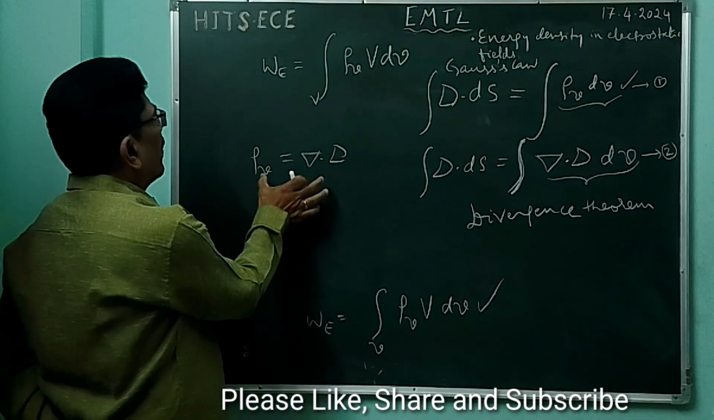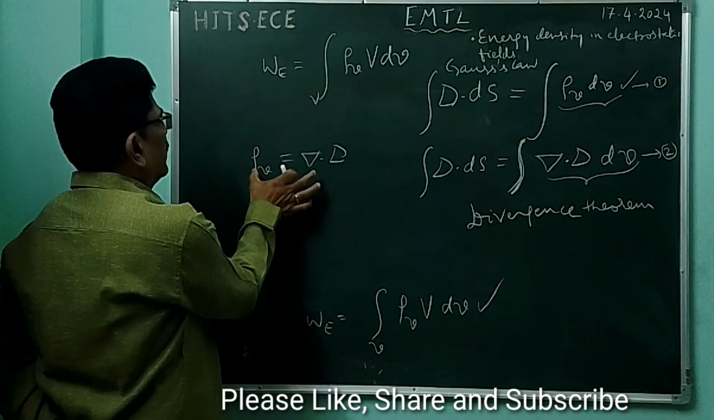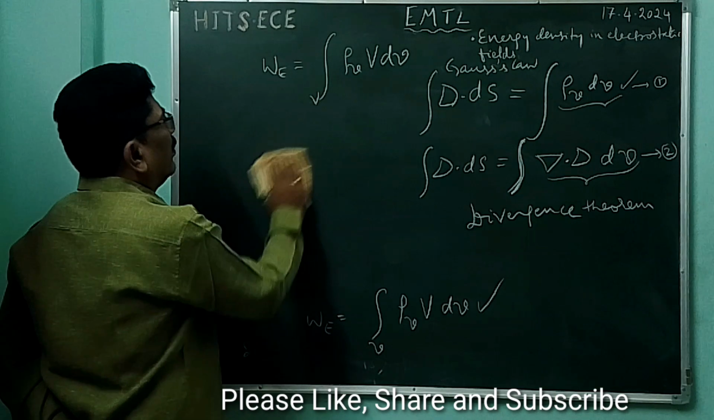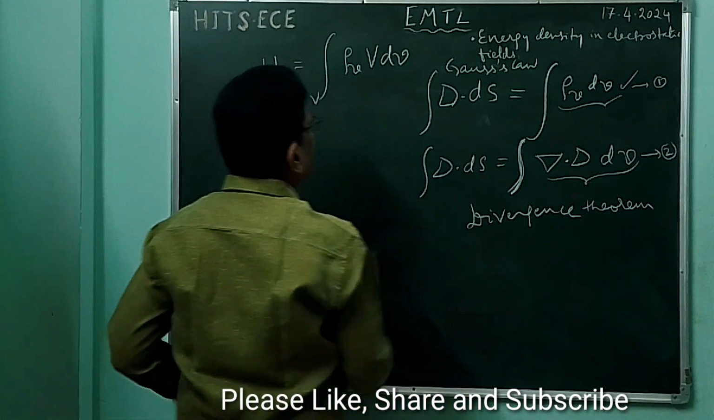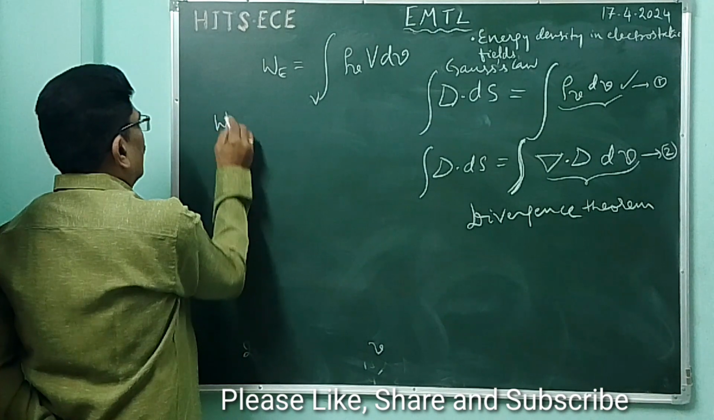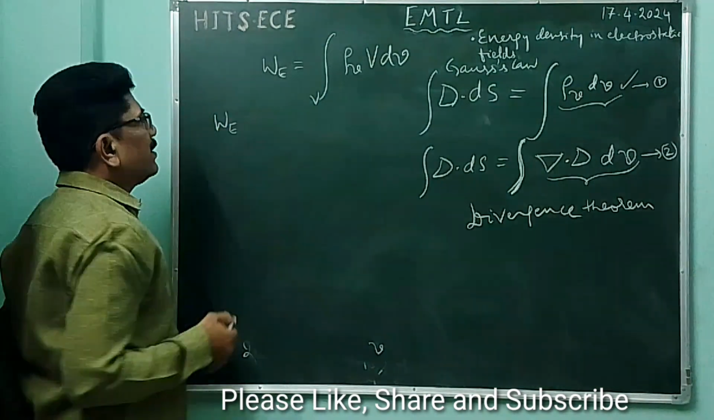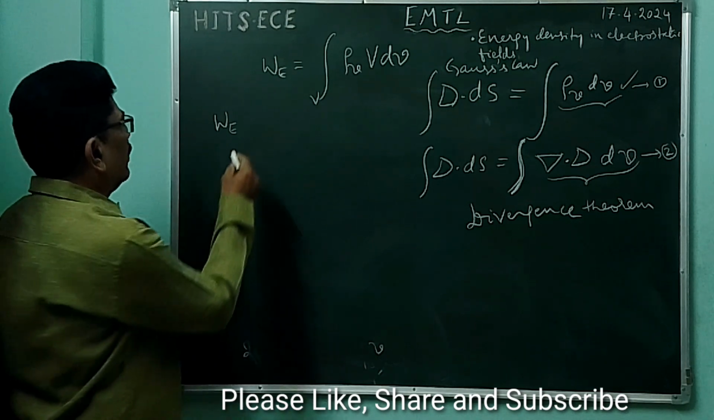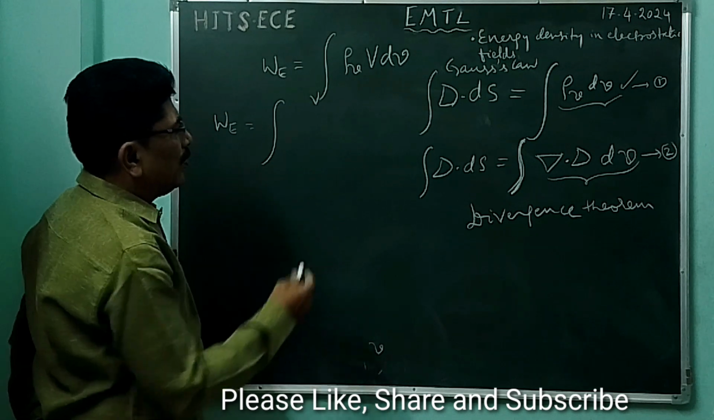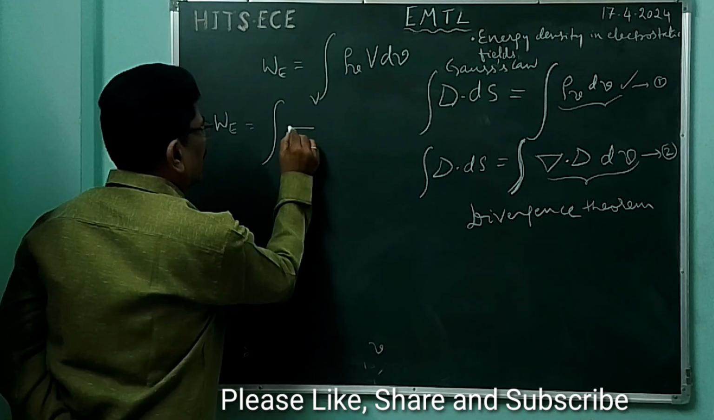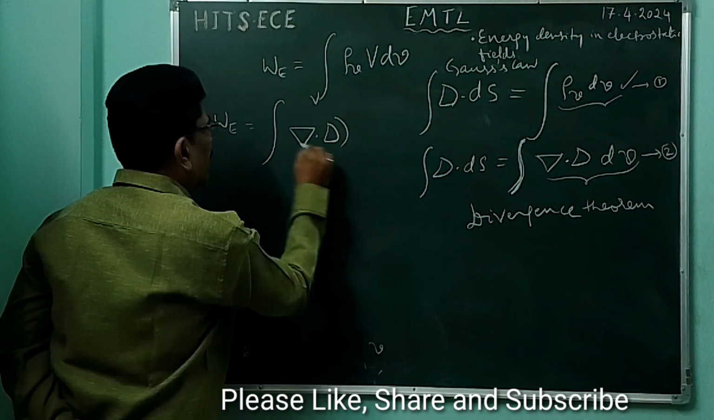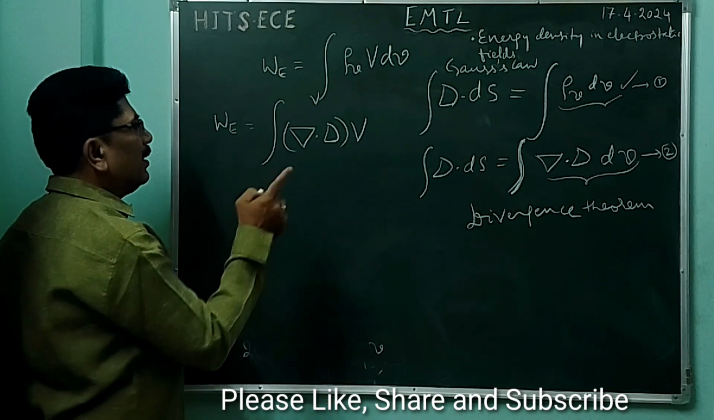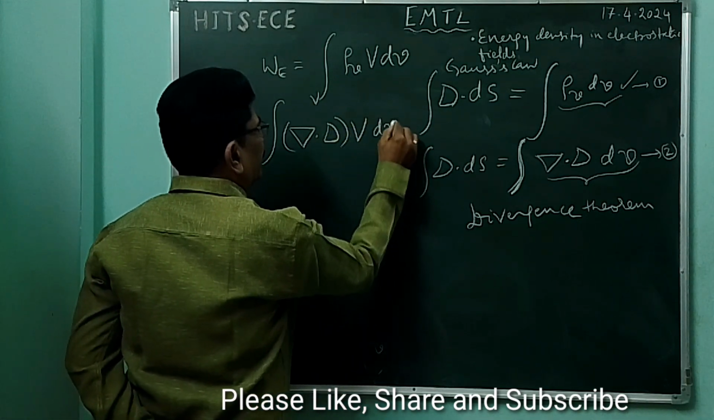Let us substitute this ρ_v in the above equation. So the work required to assemble the charges in the empty space, W_E, is equal to ∫ρ_v V dv, which is ∫(∇·D) V dv, where V is the electric potential.